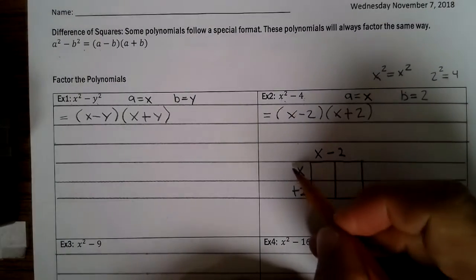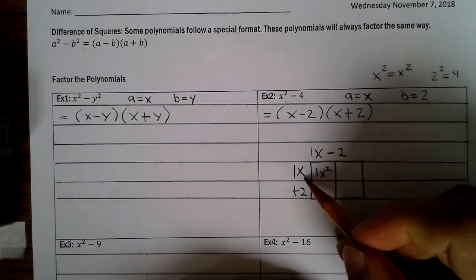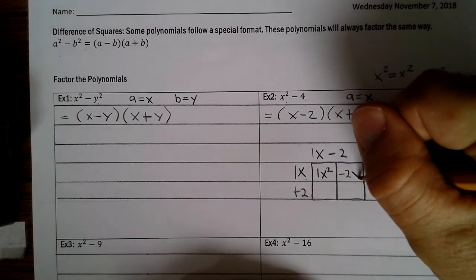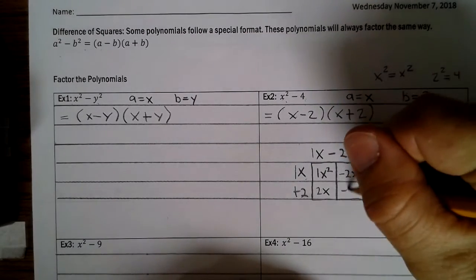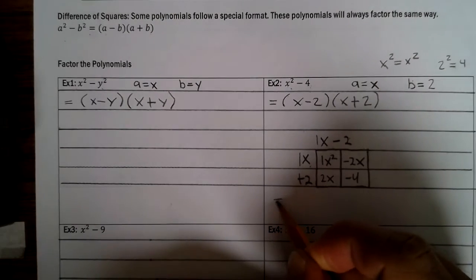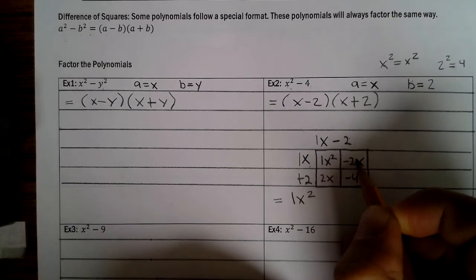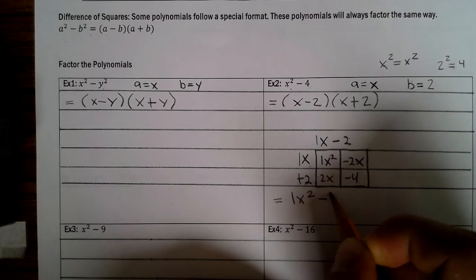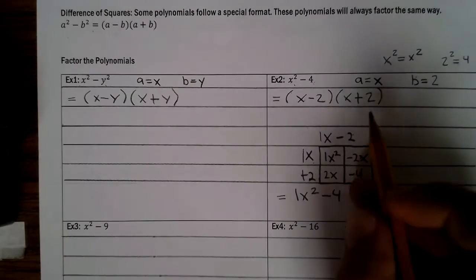Put a 1 there. So 1x times 1x is 1x squared. 1x times negative 2 is negative 2x. 2 times x is 2x. And 2 times negative 2 is negative 4. So you would be left with 1x squared. 2x minus 2x is 0, so minus 4. So it checks, and you can verify that that's correct. Okay?